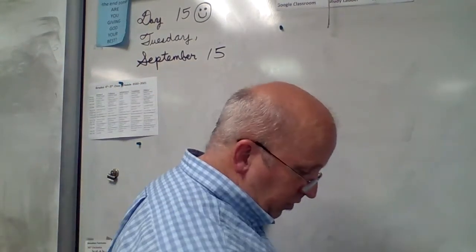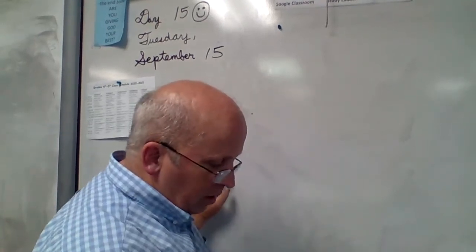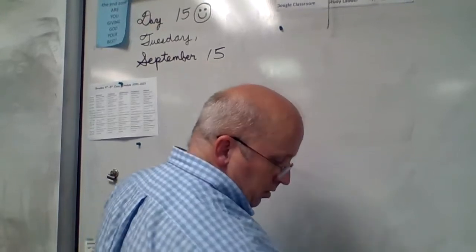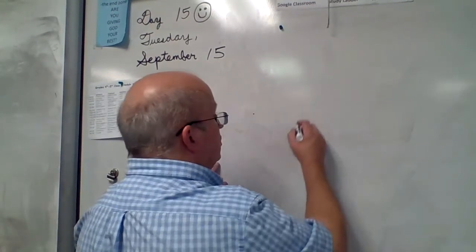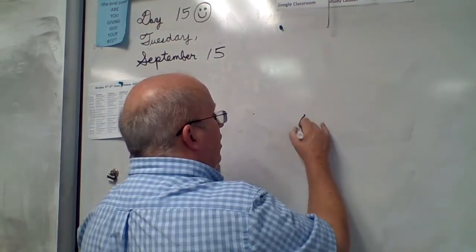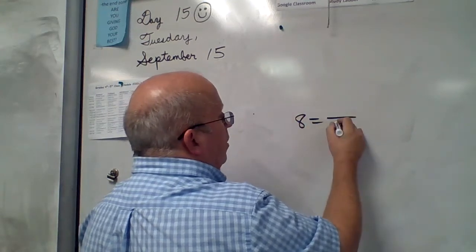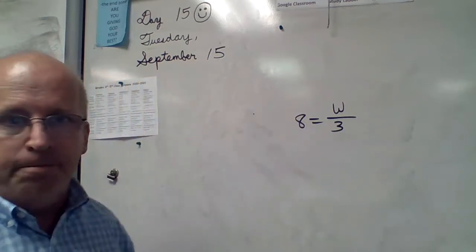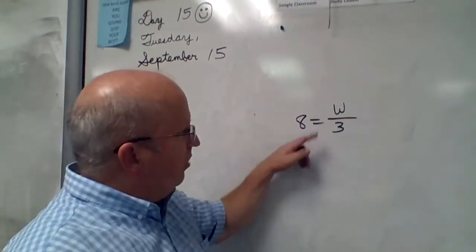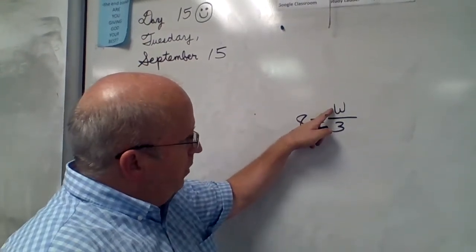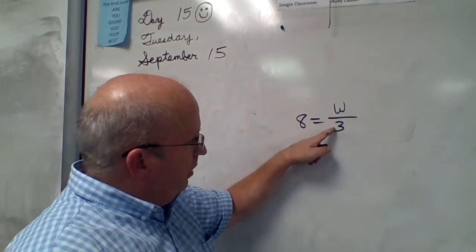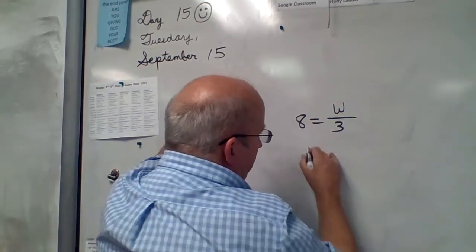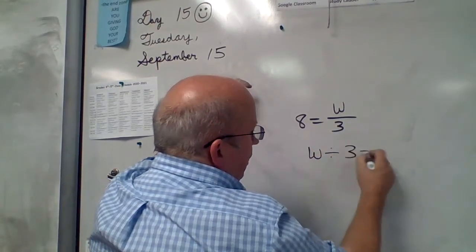How about 15 through 17? Let's try what I think might be the hardest one. Number 16. I'm going to do one similar. What if I wrote 8 equals blank divided by 3, w divided by 3? Let's think about what this is really saying. If I take a number and I divide that number by 3, I get an answer of 8. Another way to write this would be this problem.